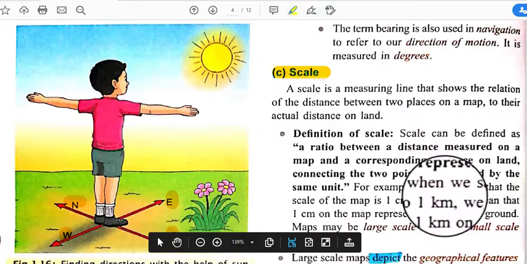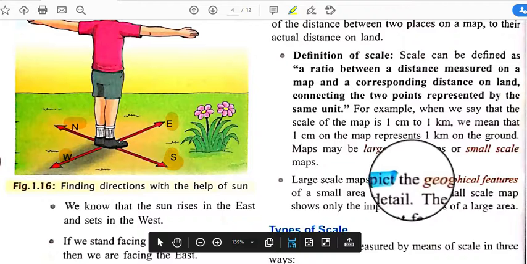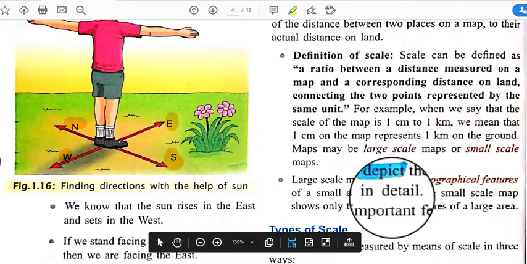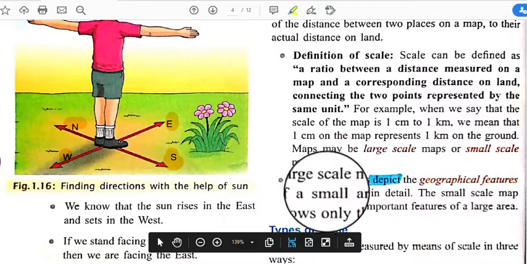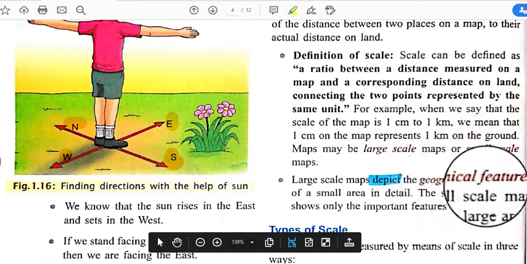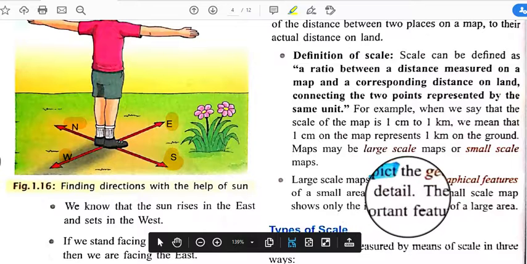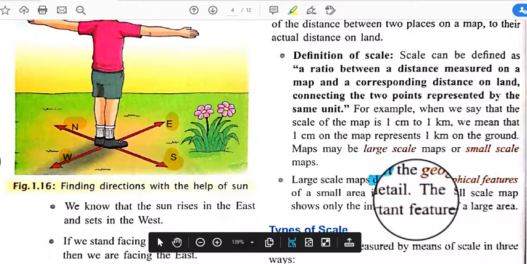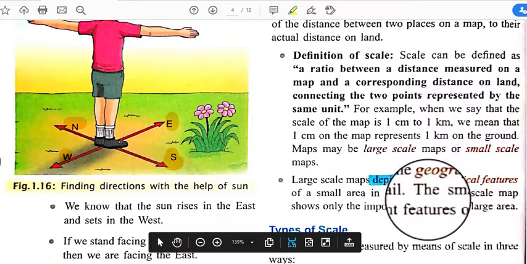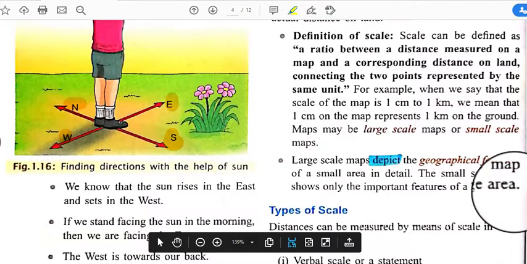So for example, large scale maps depict the geographical features of a small area in detail. If the scale is large, then large scale maps depict the geographical features of a small area in detail. So large scale maps give us detailed information of a place. The small scale map shows only the important features of a large area.